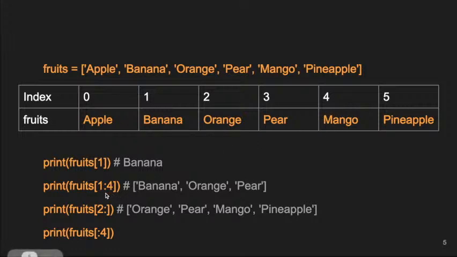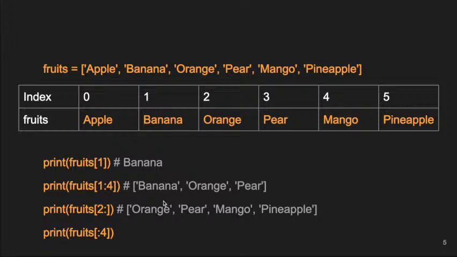So even though you see the range 1 to 4, the 4th item is not really printed, or should I say the item on the 4th index is not printed. So you stop one short of this number. That's why we print up to pear, but we don't print anything beyond that.